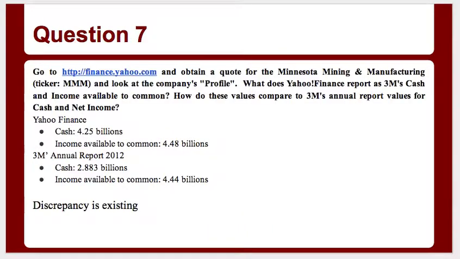Question 7. From the Yahoo Finance report, the net income available to common is 4.48 billion, and the total cash is 4.25 billion. From the 3M's annual report 2012, the net income available to common is 4.44 billion, and the total cash is 2.883 billion. Notice that a discrepancy exists.